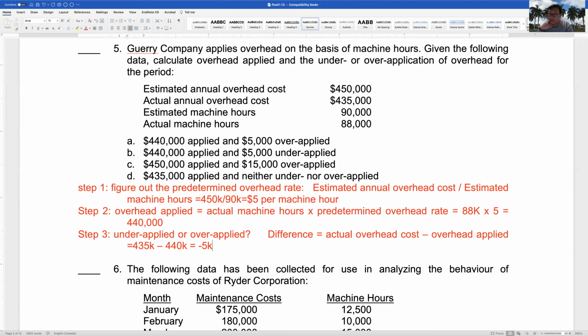The actual is 435,000. Sorry, David, you guys, can you keep it down, please? Okay.